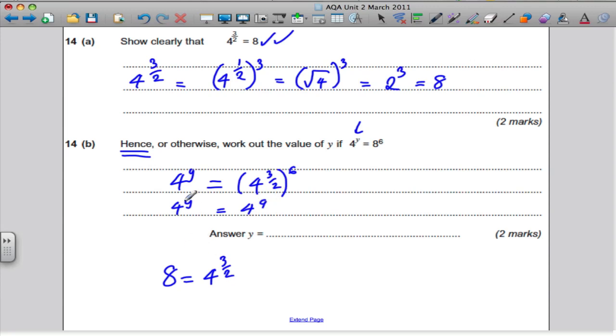Now we're in a good position. 4 to the y equals 4 to the 9. The only way this can be true is if y is 9. So y is equal to 9.